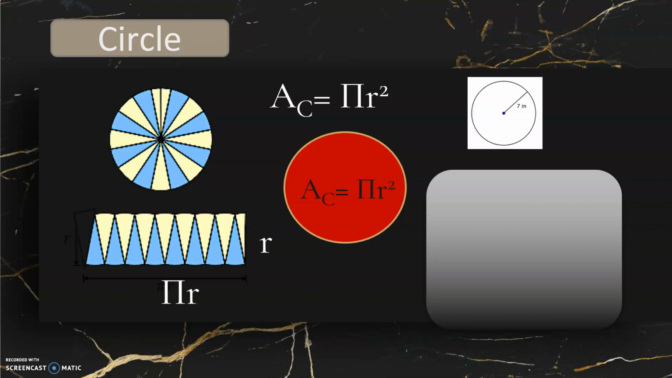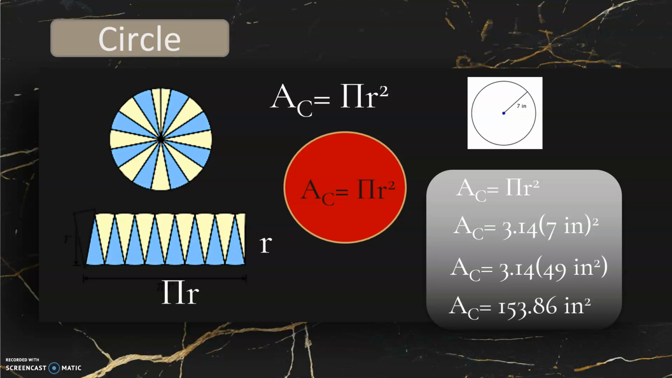So, for example, if we have a circle whose radius is equal to 7 inches, to find its area, we'll have 3.14, which is the value of pi, times 7 inches squared. So we'll have 3.14 times 49 square inches. That is equal to 153.86 square inches. So that is the area of our circle.